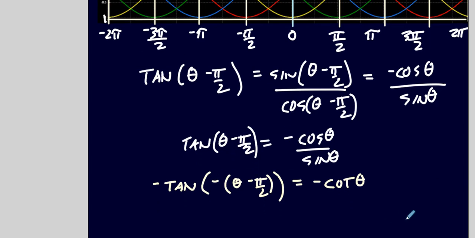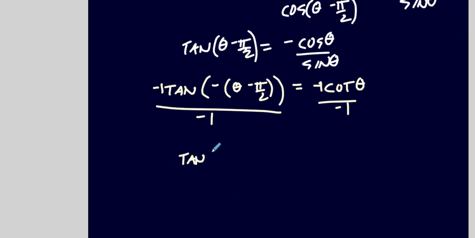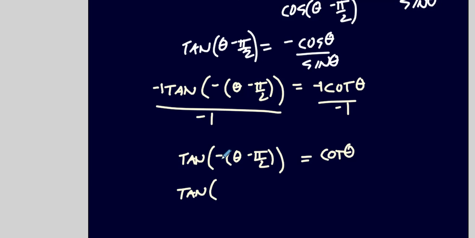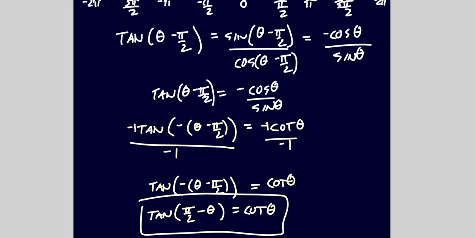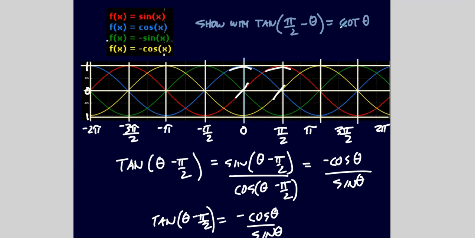Now I can treat that as negative 1 and divide both sides by negative 1. I get tangent of the negative of theta minus pi over 2 equals positive cotangent theta. Using my distributive property inside the parentheses, that's pi over 2 minus theta, which equals cotangent theta, and that's the result we were seeking to show here. There it is. And this concludes this video presentation.